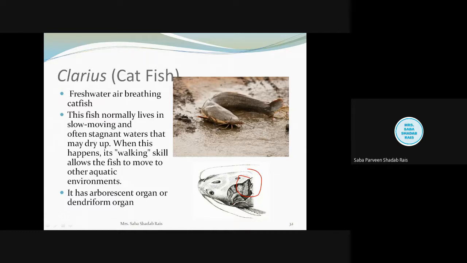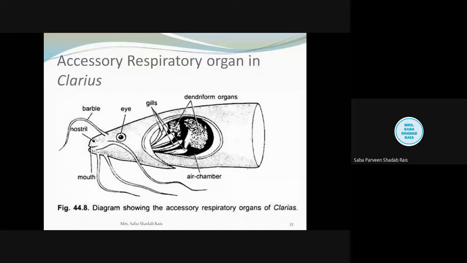In the case of the walking gourami, or you can say the climbing perch Anabas, we have learned that it is the labyrinth organ. And in the case of the catfish, the name of that special accessory organ is the arborescent organ. That is also called dendriform, because it gives a dendritic structure. Okay, any doubt in this?